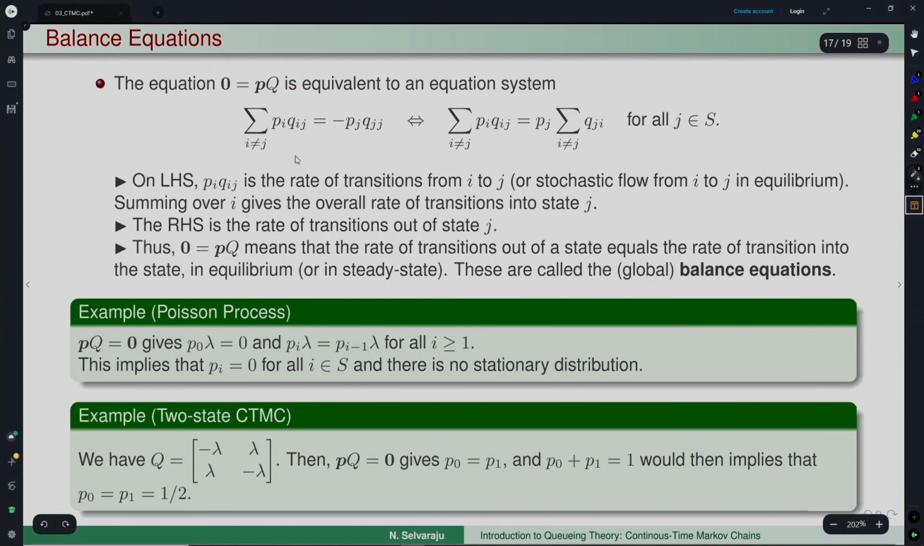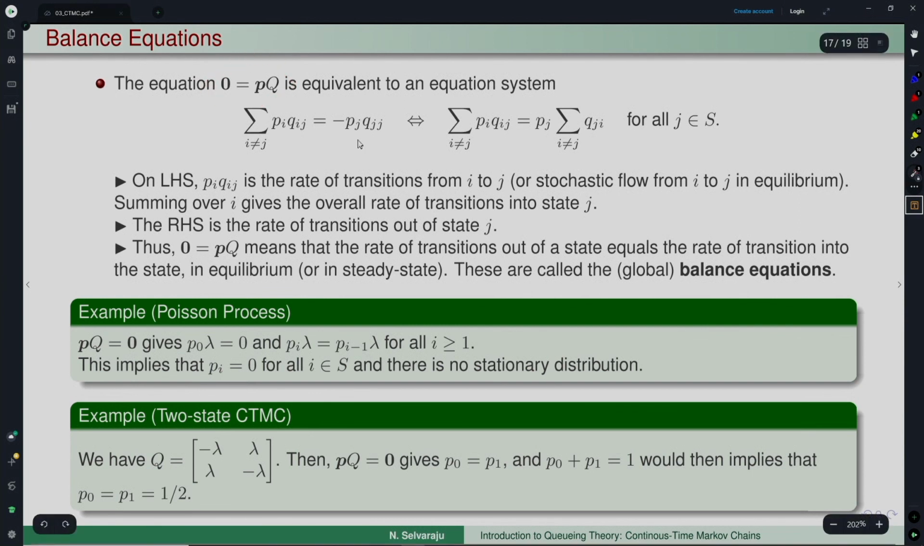If you rewrite this in the expanded form, by taking out only the jth term alone and the remaining ones in this sum, this is what it is. Now, this Qjj is effectively minus the sum of Qji for i not equal to j. So, this is what it means. Now, what is this quantity if you look at it? PiQij is the rate of transitions from i to j, or stochastic flow from i to j, in equilibrium. So, this is the equilibrium flow balance equation.